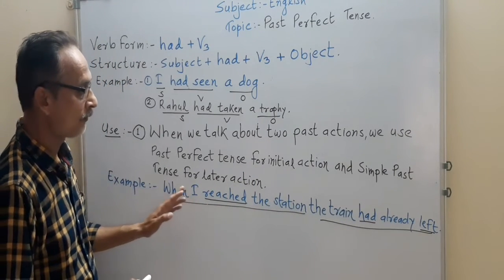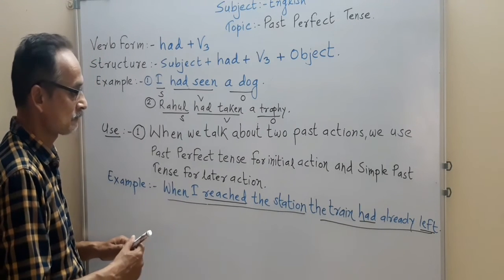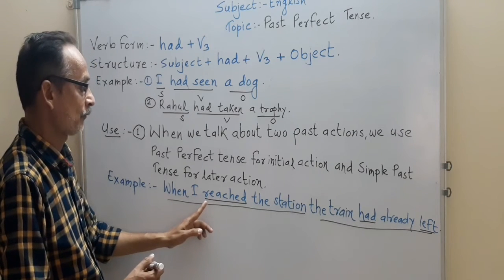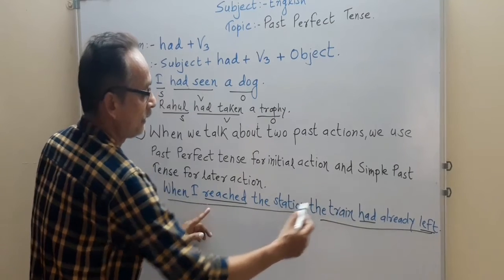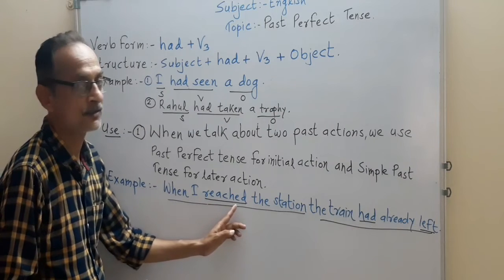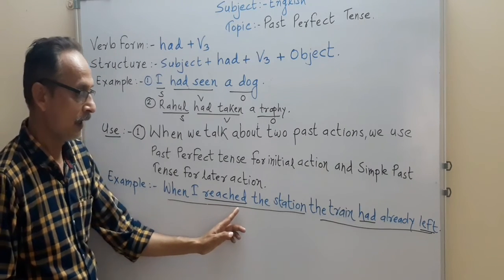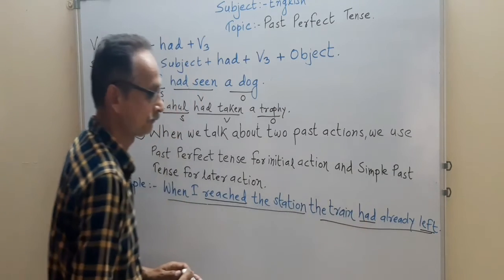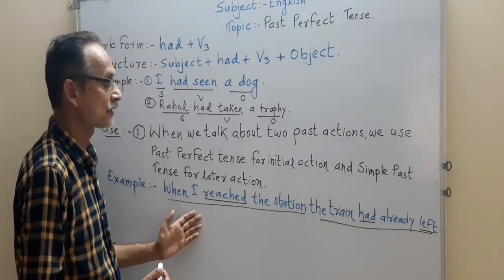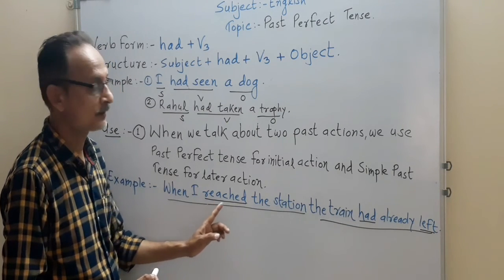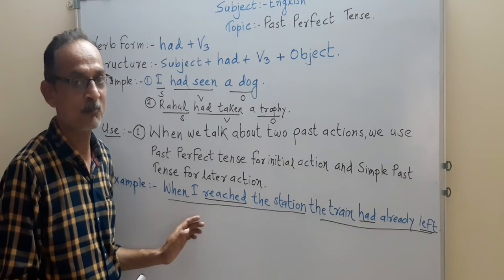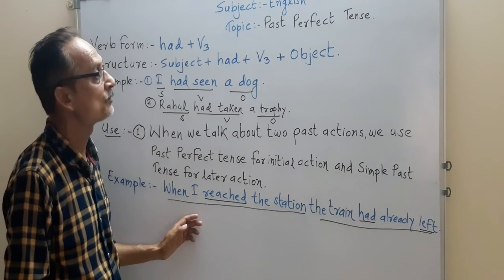Here the initial action is the train had left, and the latter action is I reached the station. Initial action is the train had left, and then I reached the station. That is the latter action. So in that way, by using simple past tense and past perfect tense, we can distinguish two past completed actions with the verb form, with the use of tenses.